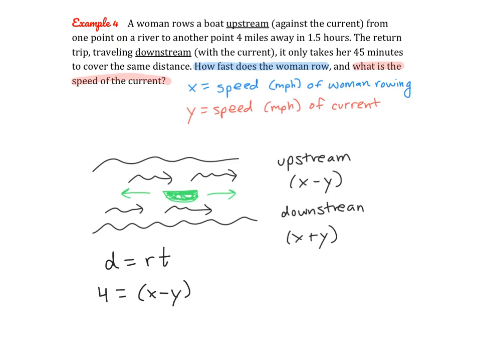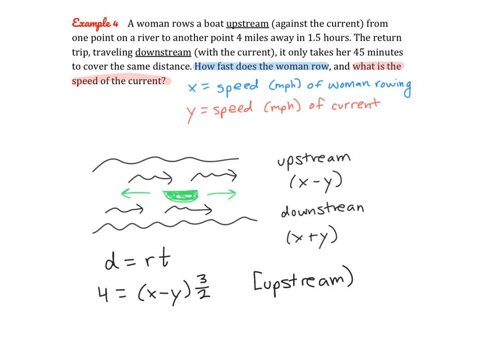And then if we're going upstream, the overall rate is x minus y. That's how fast you go when you take in both the speed that you're rowing and the current, which is pushing against you. And then we need to multiply that by the time. So 1.5 hours, we could say that's times 3/2 hours. Again, this is our upstream equation for distance equals rate times time.